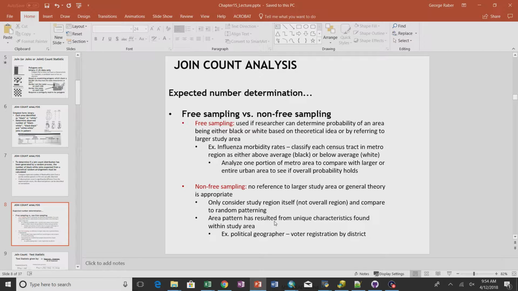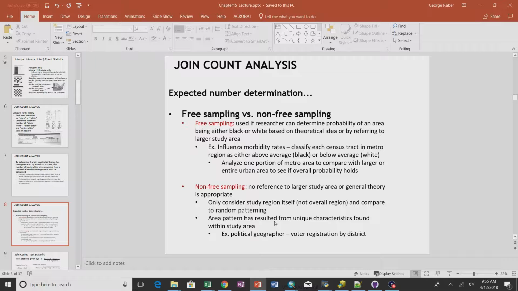Now there are two different things to consider, I guess. Well, there's one thing to consider, and that is whether or not the joint count analysis is what we call free sampling or non-free sampling.